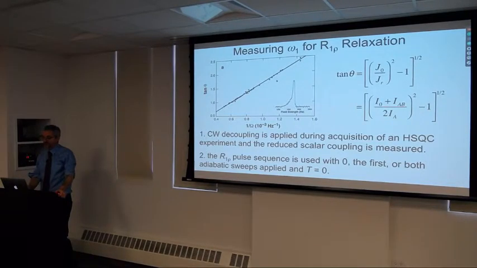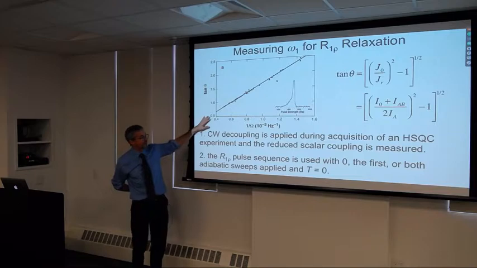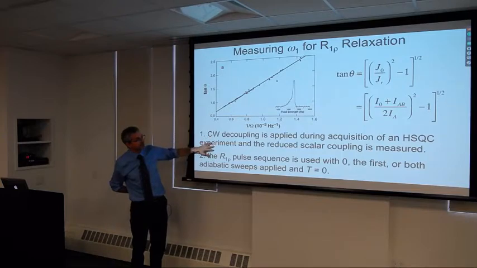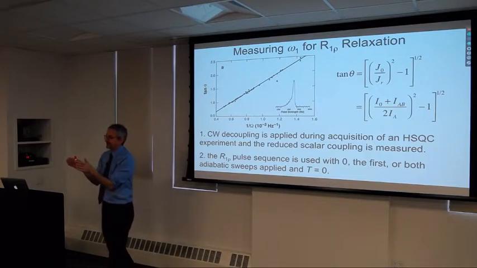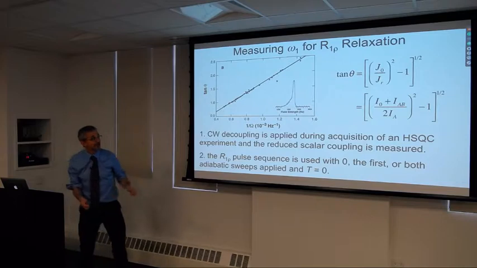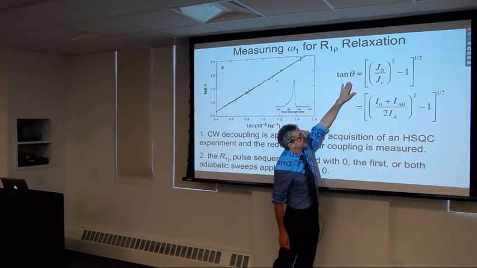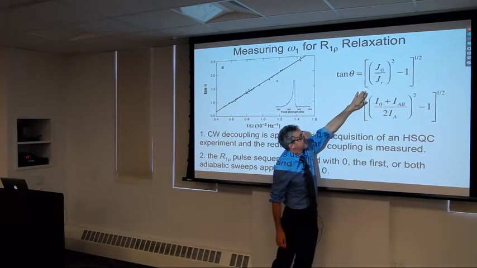You have to measure the B1 field strength, and there's a couple of ways of doing it. One easy way is to just do CW decoupling on the nitrogen during the acquisition period. And then you'll see a reduced J coupling. You won't see the full J coupling. The J coupling will be reduced, and it's reduced in a way that depends on resonance offset, the tilt angle. So we can measure the J couplings.